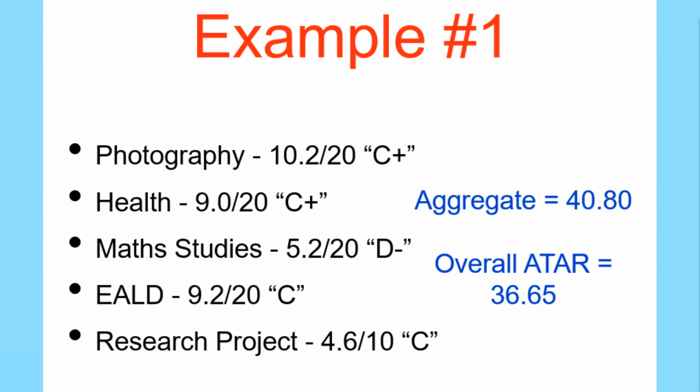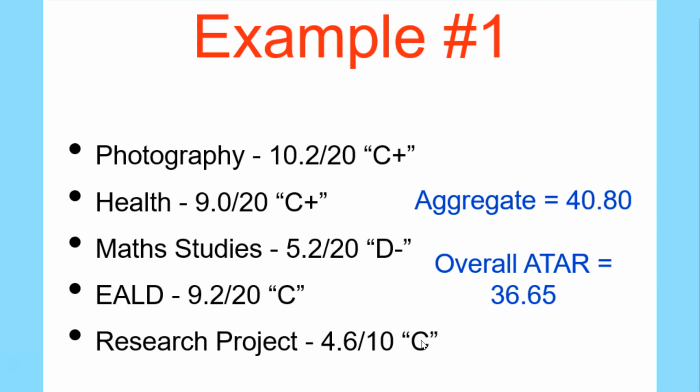Now, A plus to E minus is basically 15 letters. So what will initially happen is a student will get a score out of 15. So an A minus, for example, might be about a 12 out of 15. That then gets converted to a score out of 20 just by dividing by 15 and timesing by 20. So that's why we can see here that this student has a C+, a C+, a D-, a C, and a C for research project.